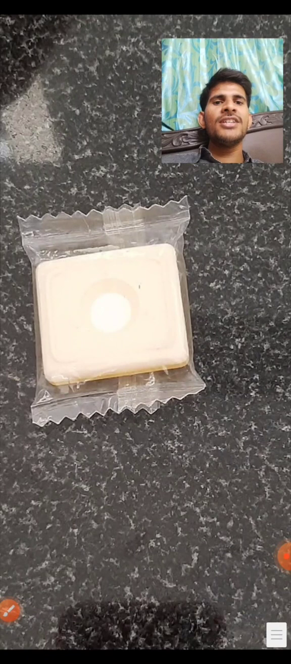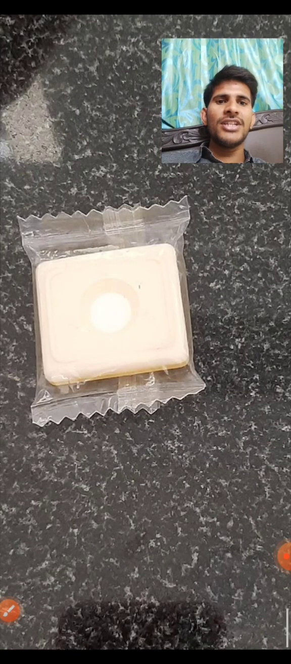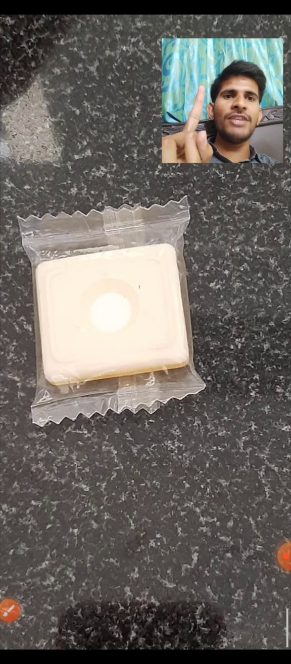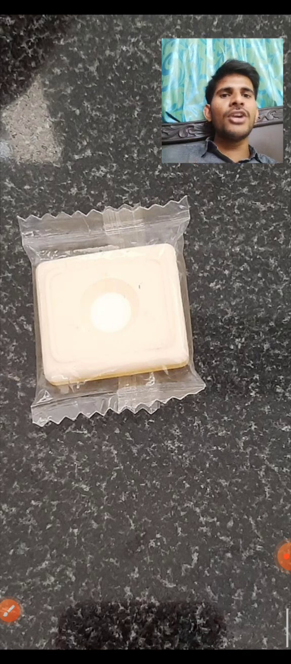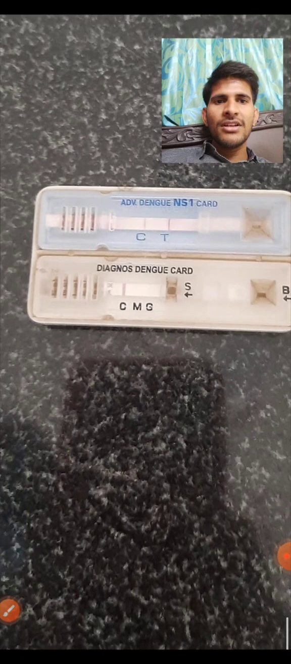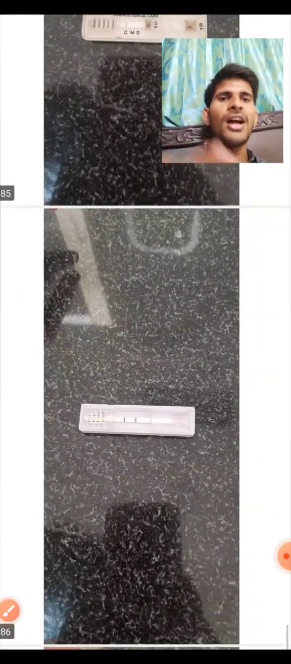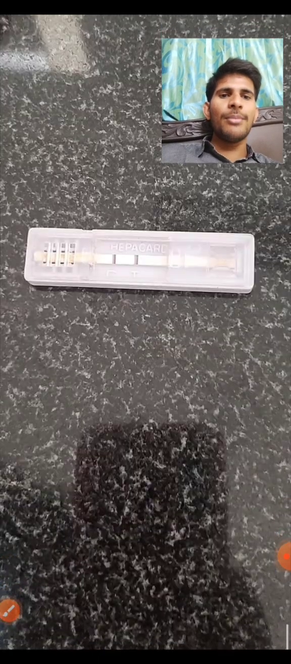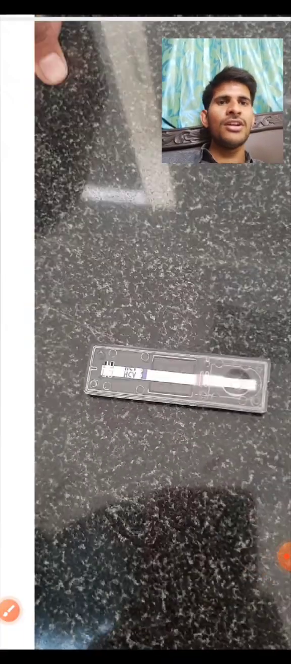What is this? This is a tri-dot test. There will be three dots: for HIV-1 and HIV-2, and another one will be the control. Tri-dot test is a rapid diagnostic test for HIV. This is for dengue also. One more thing, IgM is for acute, and after chronicity it will become IgG. This is a HEPA card. HEPA card is for hepatitis B. You can see it is written HCV. It is for hepatitis C virus.